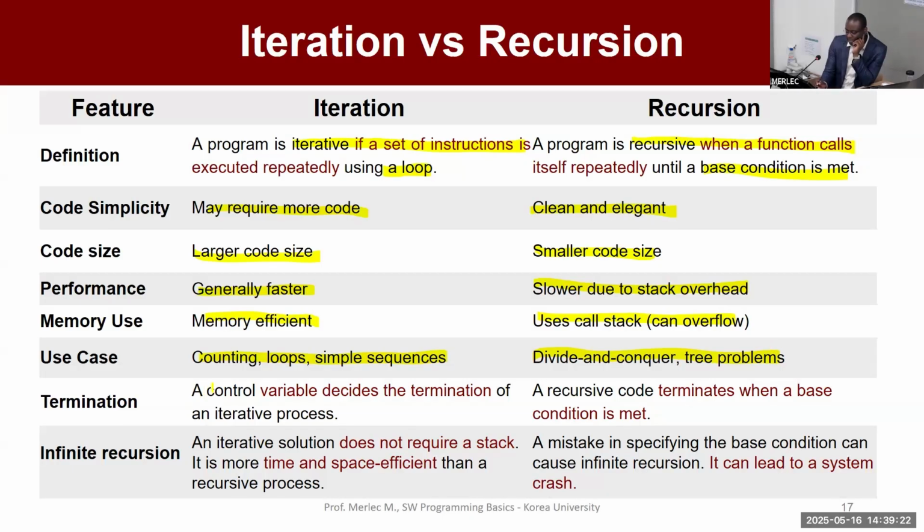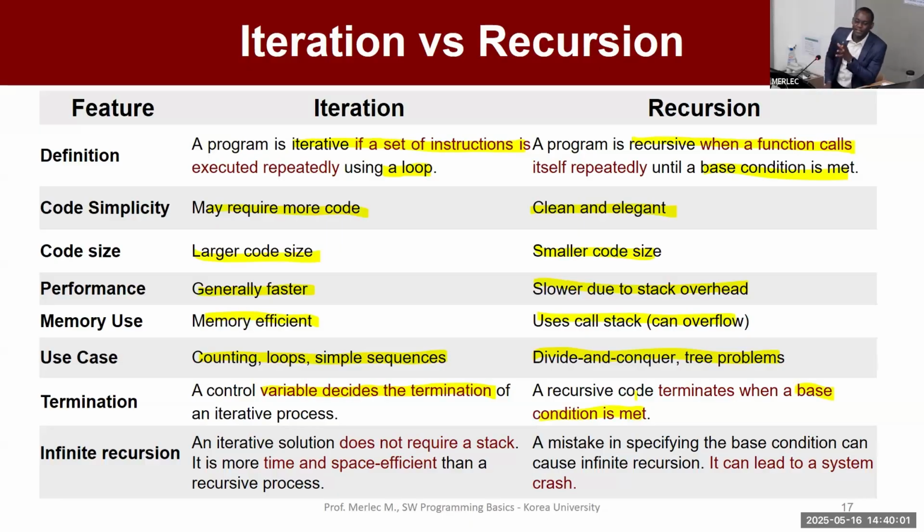In terms of termination, in iteration, you have a control variable. When the control variable value fulfills the exit condition, at that time you can exit the iteration. While in a recursive function, we have the base case condition. That's the condition to exit the recursive function.